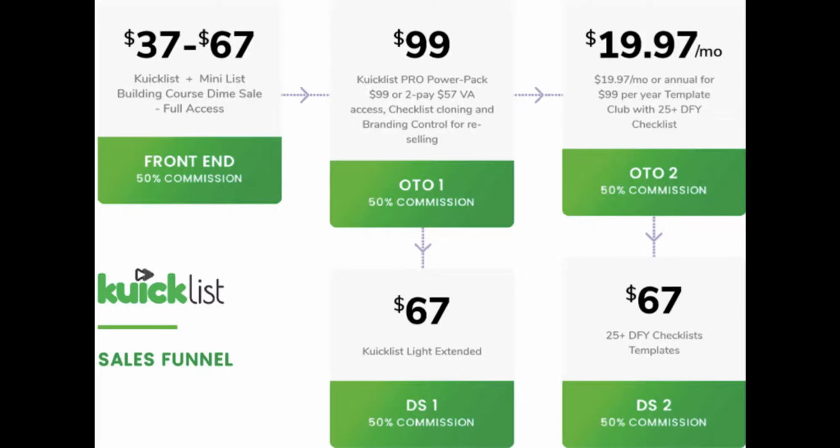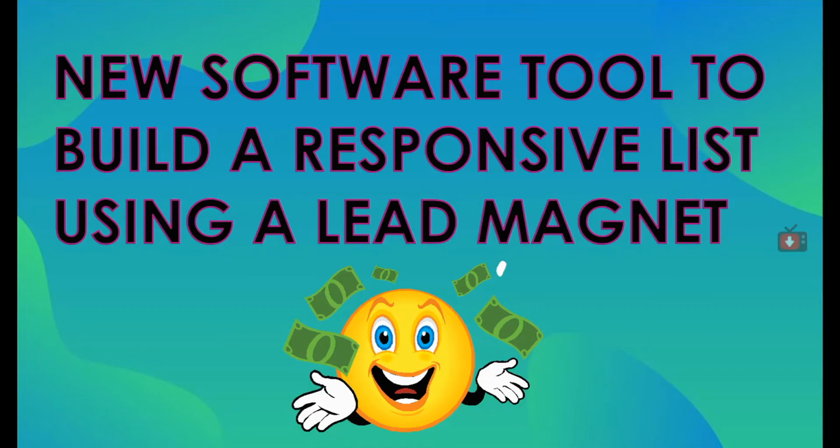Then we have a monthly $19.97 per month or $99 per year that you can pay to join the club with 25 done for you checklists. If you don't want to join the club and you just want your checklist, then you can downgrade to $67 and you will get the checklist, but you're not joining the club. A new software tool to build a responsive list using a lead magnet? Who would have ever thought of this?